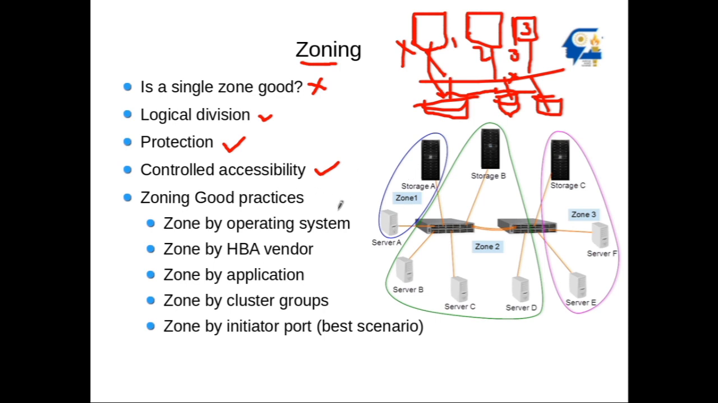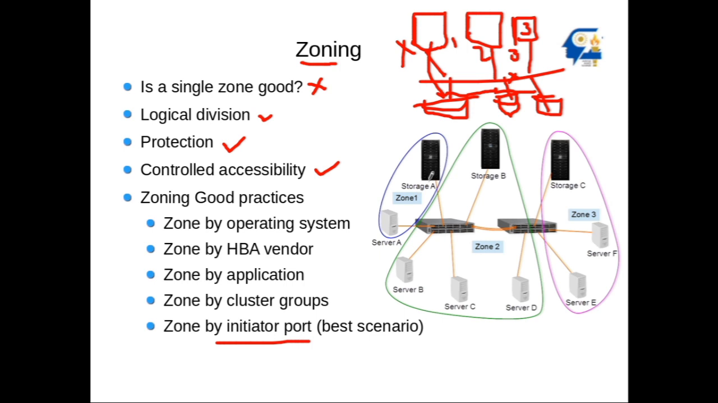Okay, and there are some good practices in zoning. You can zone by operating system. So Windows servers will be running in a single zone, and based on the HBA vendor you can also have a zone. Based on the application which you run, maybe web servers are running in a particular zone and your clusters are running in a particular zone. And zone by initiator port. This is the best practice actually. Zone by initiator port, something like this.